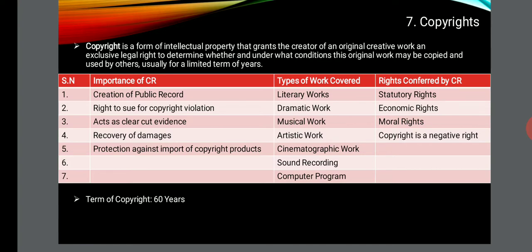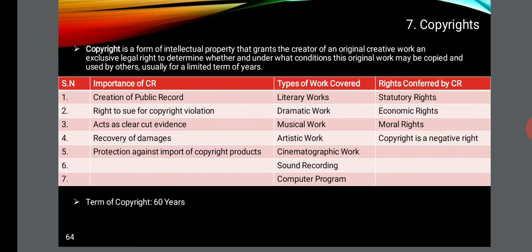Types of work covered: literary work is covered, dramatic work is covered, musical work, artistic work, cinematographic work, sound recording, computer program. These things are covered under copyright.